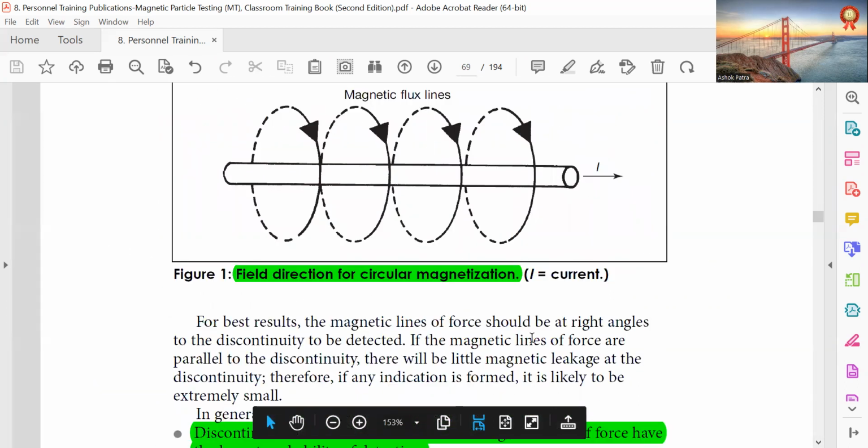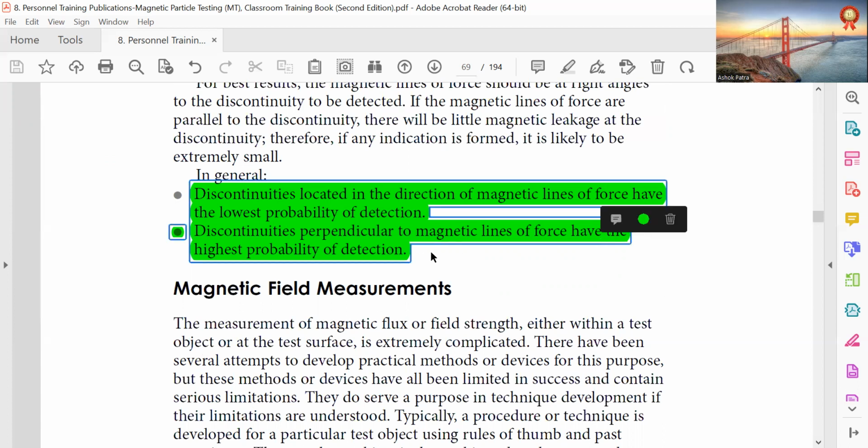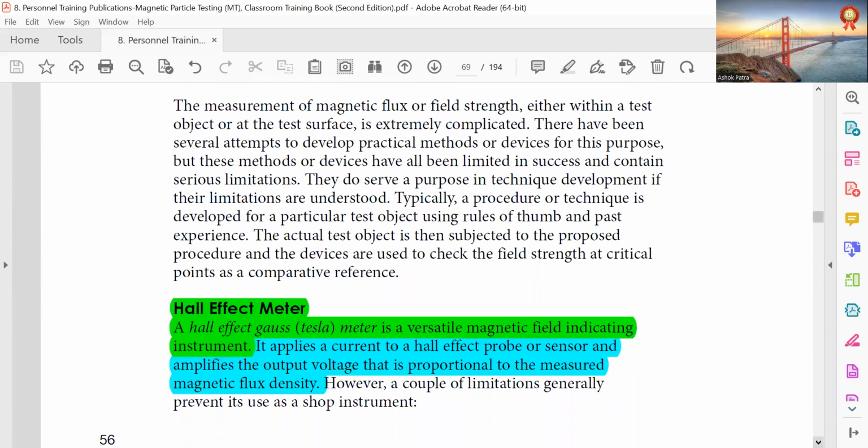So, field direction for circular magnetism. A discontinuity located in the direction of the magnetic lines of force has the lowest probability of detection. A discontinuity perpendicular to the magnetic lines of force has the highest probability of detection. This you have to remember.